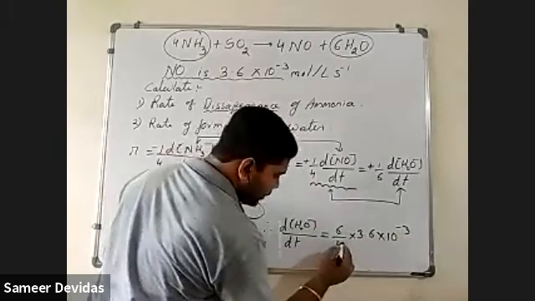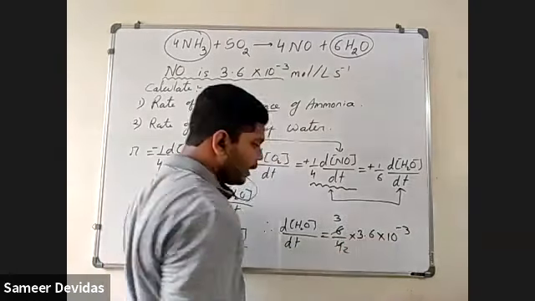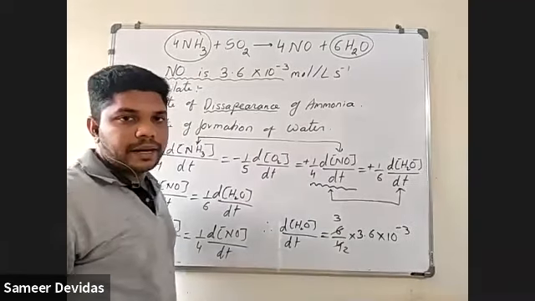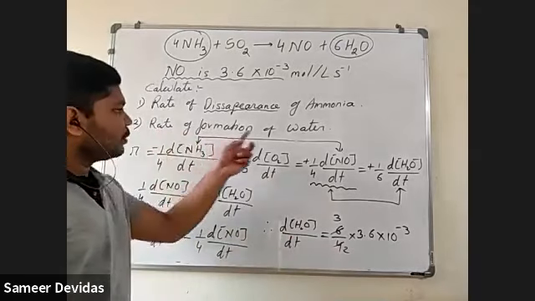Now you can cancel this. This will become 2, this will become 3. So you can multiply and divide. Whatever answer you are getting, that is the answer for the rate of the formation of water.